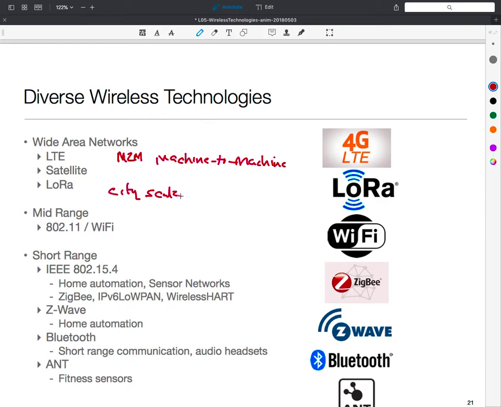LTE is also being pushed into a low power regime, and there is something called LTE Direct, which has emerged. Not very popular yet, but Qualcomm is pushing it aggressively. The idea behind LTE Direct is two LTE devices can talk to each other without needing a cellular base station. So that's why it's called Direct. Okay, so that's the wide area. Mid range, pretty much the king is 802.11 Wi-Fi.